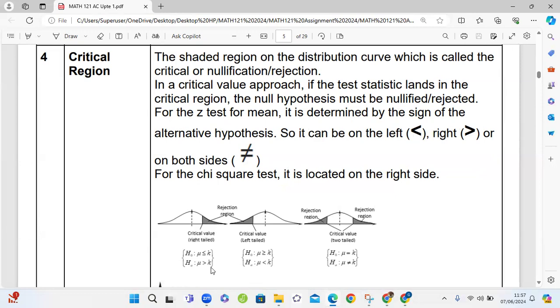So if the alternative is pointing to the right, as you can see, the critical region will be on the right. If the alternative is pointing towards the left, the critical region will be on the left. And if the alternative sign is a not equal, the critical region will be on both sides of the curve.